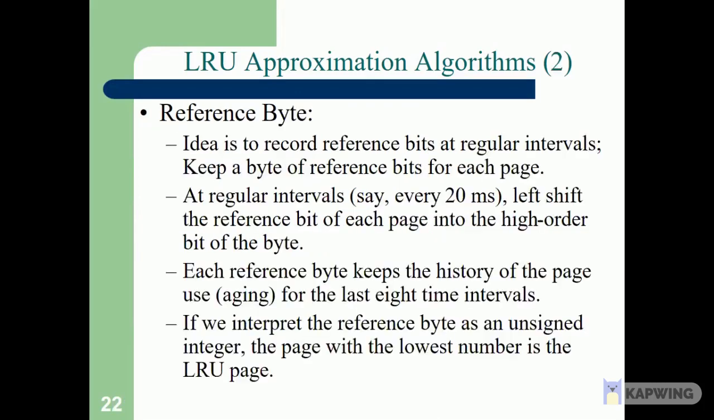However, with the reference byte, the idea is to record the reference bit at regular intervals. Keep a byte of reference bits for each page. At regular intervals, shift the reference bit of each page into the high-order bit of the byte. Each reference byte gives the history of the page for the last 8 time intervals. If you interpret the reference byte as an unsigned integer, the page with the lowest number is the LRU page.